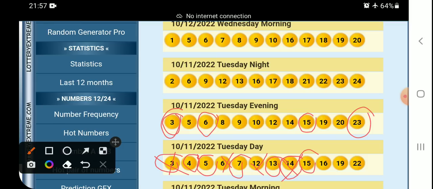15 minus 10 equals 5. 16 minus 10 equals 6. 19 minus 10 equals 9. 22 minus 10 equals 12. How many numbers do we have? 1, 2, 3, 4, 5, 6, 7. 7 numbers. Do we have any missing number strategy that we could use?